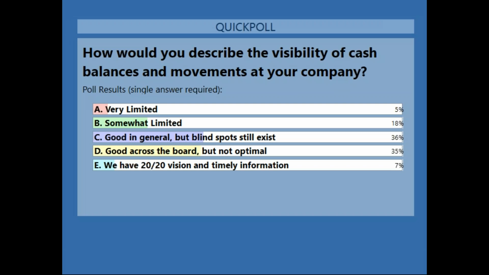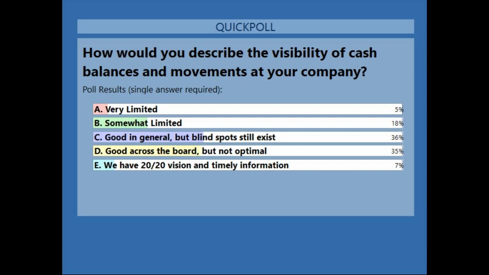So let's take a quick look. So we have 23% limited, very limited, 36%. So what we see here is we have 7% who have 20/20 vision and timely information. So I think given the cost effectiveness of technology that we have now, we should aspire to that 20/20 vision.